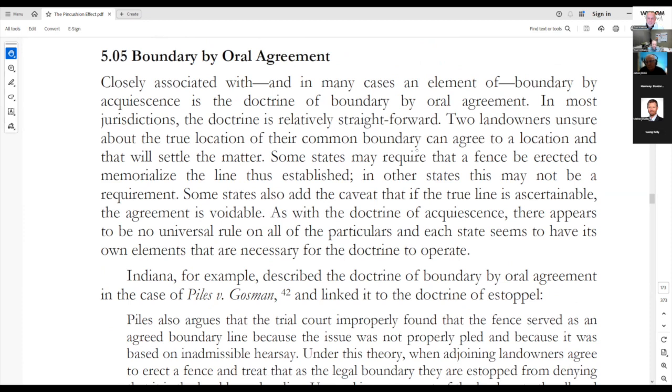In most jurisdictions, the doctrine is relatively straightforward. Two landowners unsure about the true location of their common boundary can agree to a location that will settle the matter. Some states may require that a fence be erected to memorialize the line thus established. In other states, this may not be a requirement. Some states also add the caveat that if the true line is ascertainable, this agreement is voidable. As with the doctrine of acquiescence, there appears to be no universal rule on all of the particulars, and each state seems to have its own elements that are necessary for the doctrine to operate.